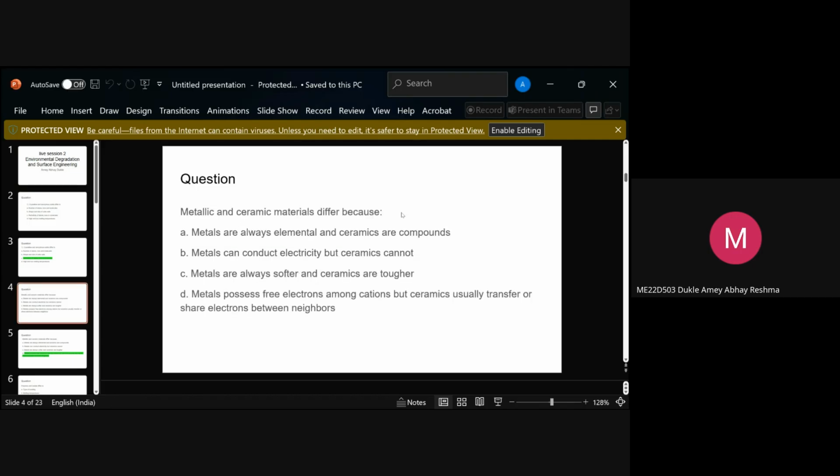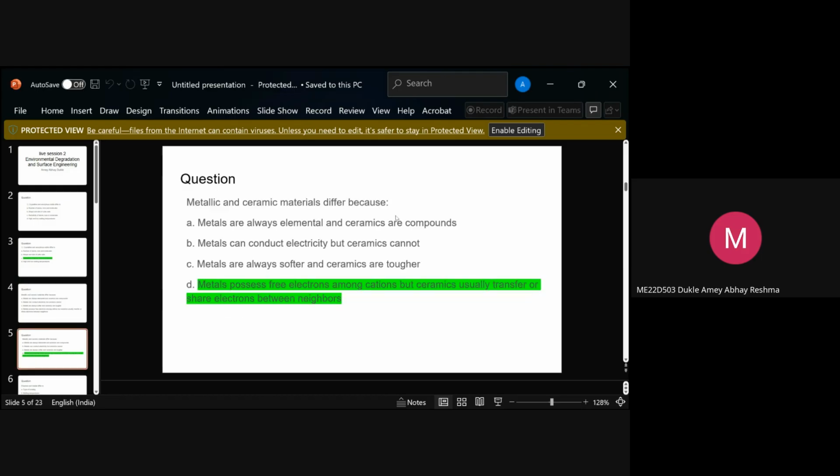Moving to the next question, metals and ceramic materials differ because metals are always elemental and ceramics are compounds. Metals can conduct electricity, but ceramics cannot. Metals are always softer and ceramics are tougher. Metal possesses free electrons among cations, but ceramics usually transfer or share electrons between the neighbors. So the answer is metals possess free electrons among the cations, but the ceramics usually transfer or share electrons between the neighbors. Metals are good conductors of electricity, whereas ceramics are usually used as insulators.